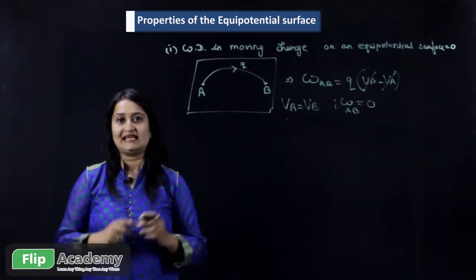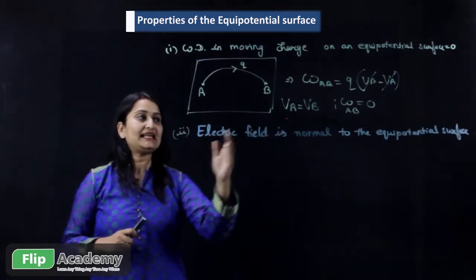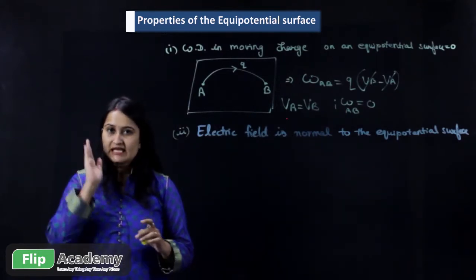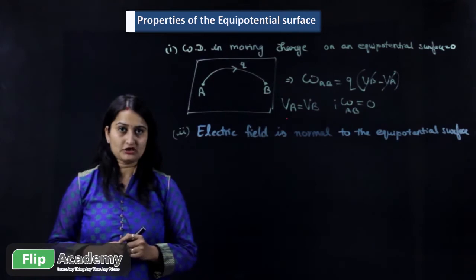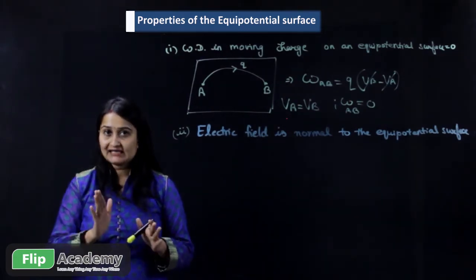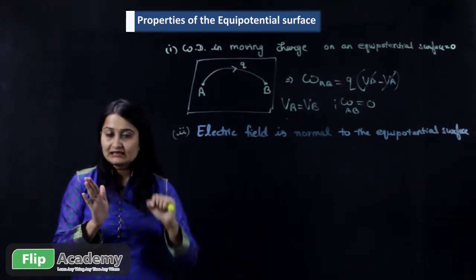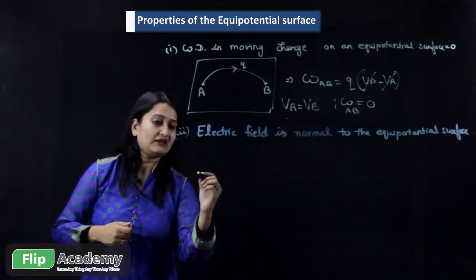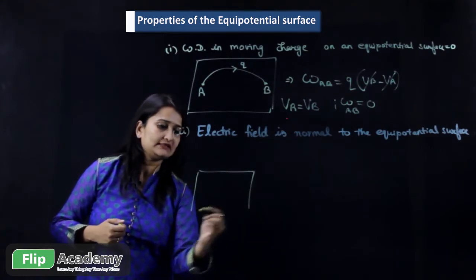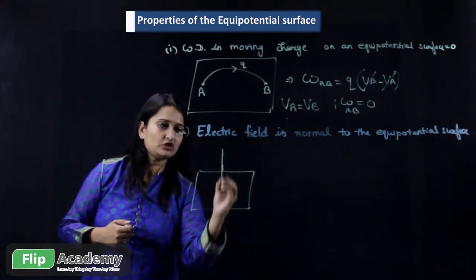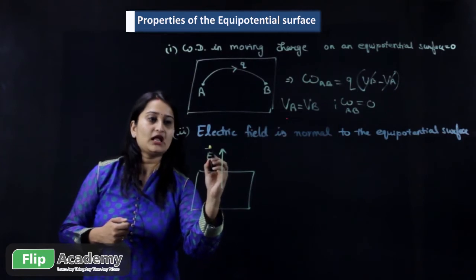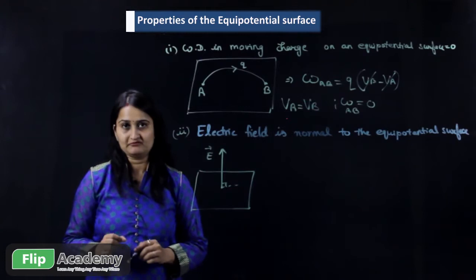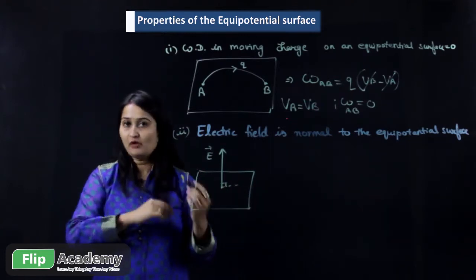Now let's move on to the second property. The second point is that the electric field is normal to the equipotential surface. If the electric field is normal to the equipotential surface, that means the angle between E and the plane surface is 90 degrees. So if this is the equipotential surface, the electric field vector should always be at 90 degrees with respect to the plane surface. So we have to prove this. How are we going to proceed?